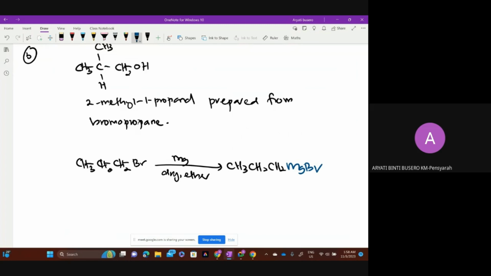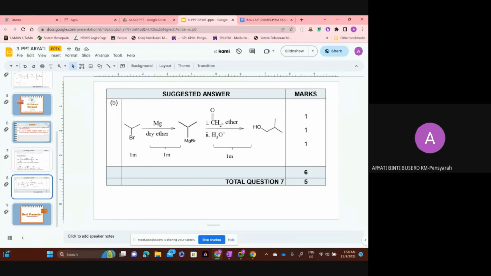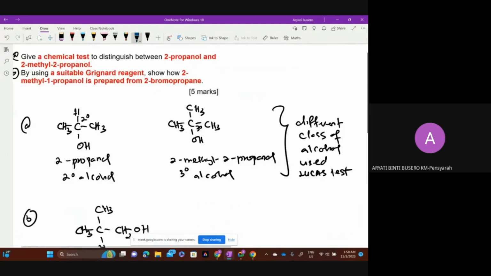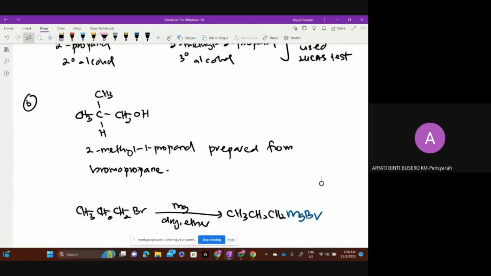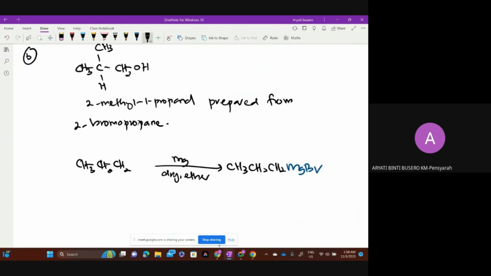So next, from this to become this. Sorry, from 2-bromopropane. From 2-bromopropane. So it means my drawing was wrong as well. So here it will be.